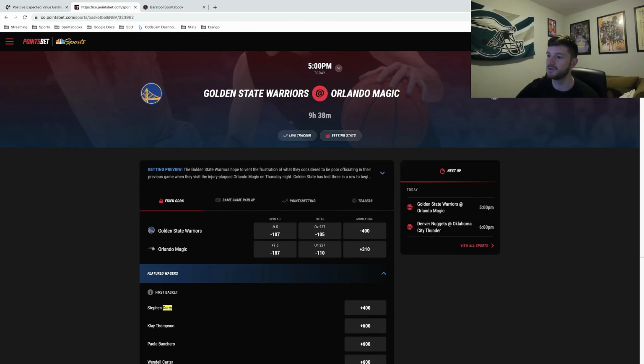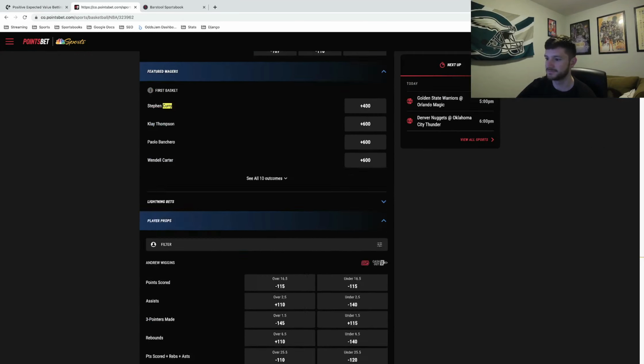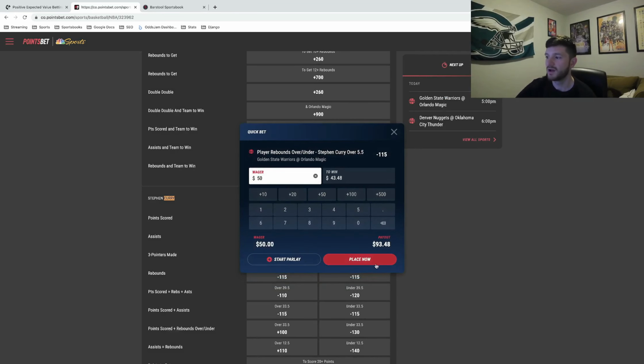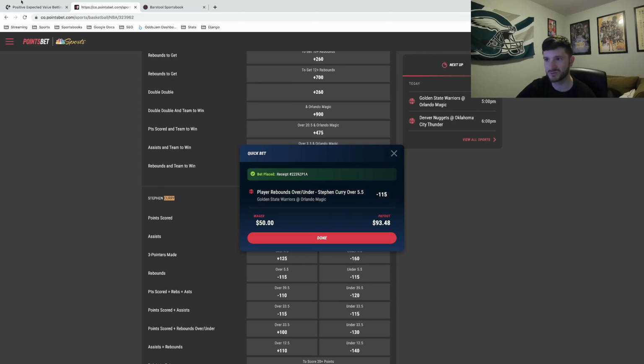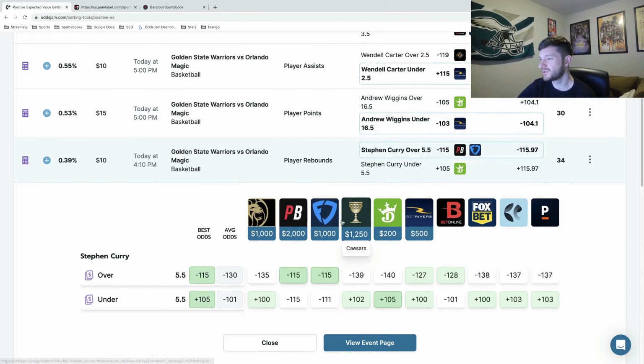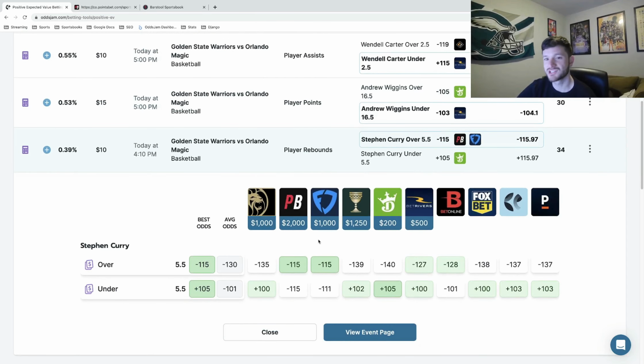I'm going to put another half unit on this Curry play. Over 5.5 rebounds, minus 115 odds. Half a unit on this one on PointsBet. They should let me get this one, which they did. It's very nice of them. So that is my fourth and final player prop. Half a unit on this one because, again, the outlier isn't as great.